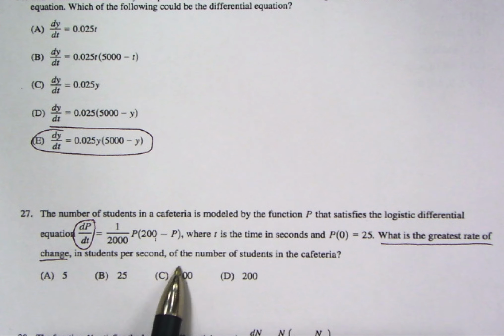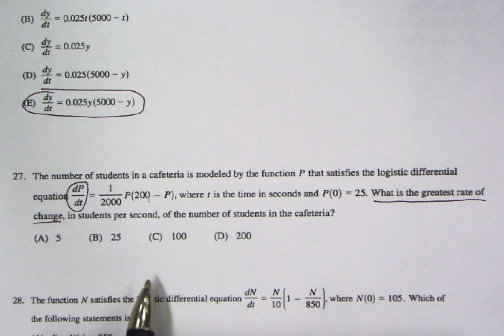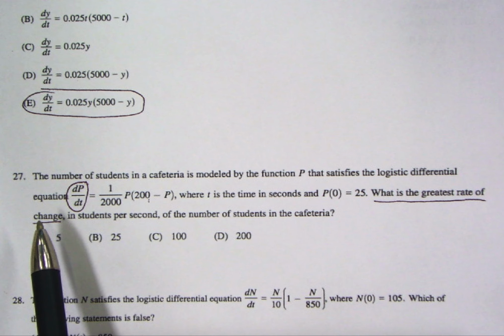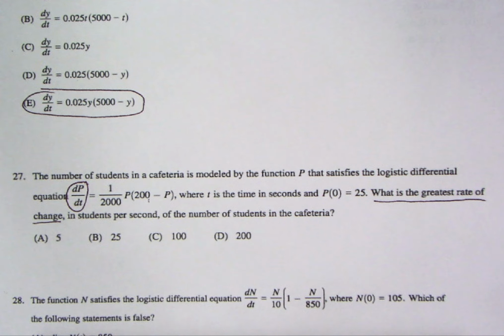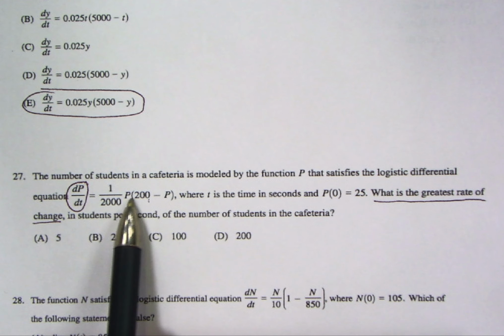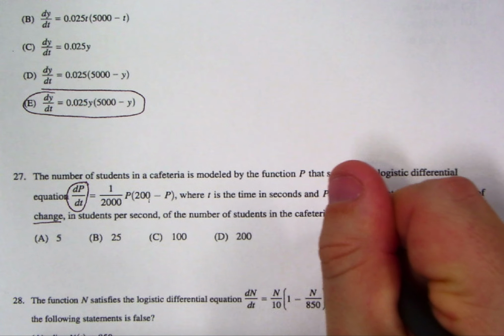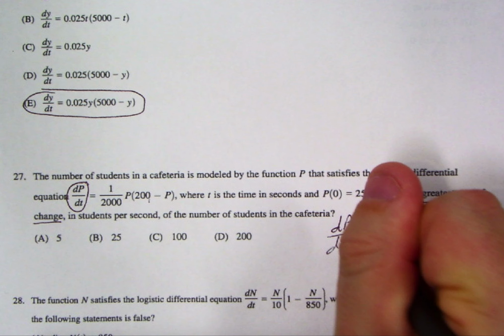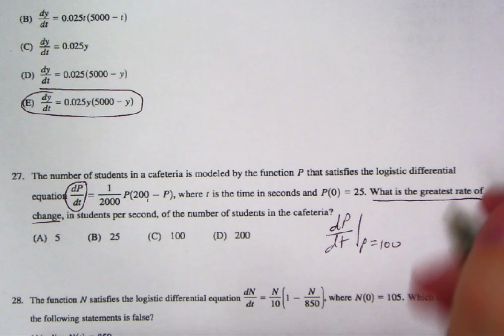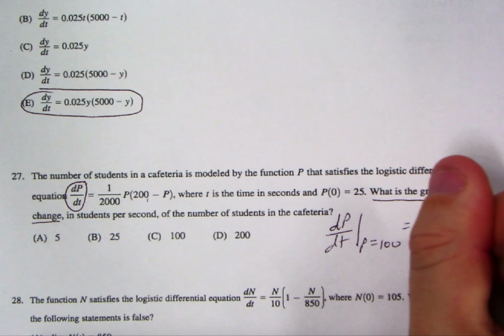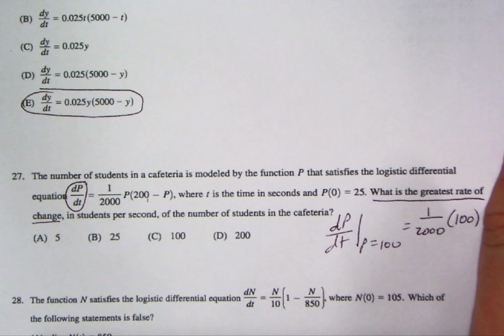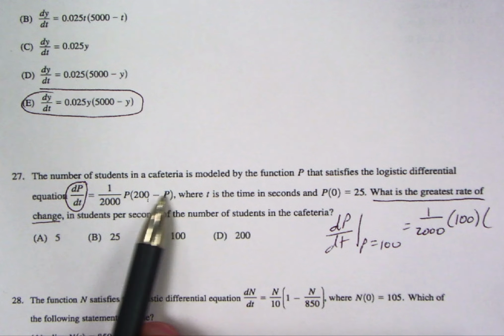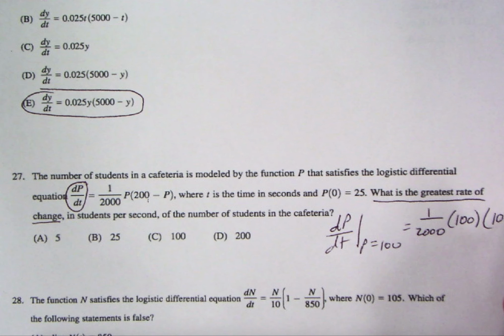So when there's 100 students in the cafeteria, but it's not asking at how many students will the rate of change be the greatest. It's saying, what is the greatest rate of change? So we know this number will be the biggest when P is 100. So we need to plug 100 in for the P values. So we're looking for dP/dt when P is 100. So we're just plugging 100 in for those P's. So 1 over 2,000 times 100, and then times 200 minus 100. So another 100.